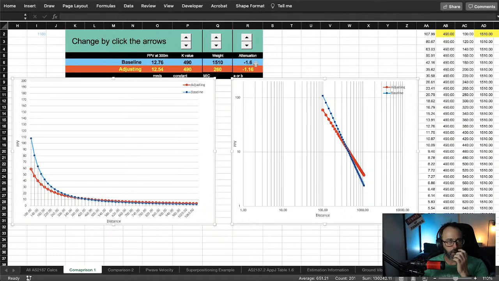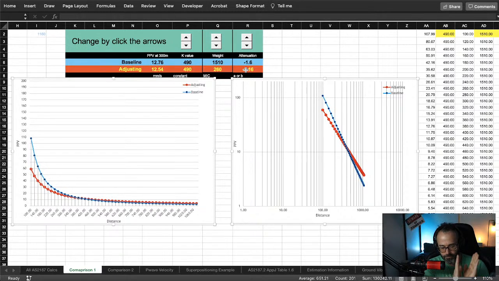attenuation. So here we have, let's say, two models. We have a baseline model. They both have the same K value, but one gets 12.4 at 300 meters and one gets 12.76 at 300 meters. So the values are fairly close. The K values are exactly the same, but the weights are massively different. And this is different because of the attenuation. So the signal is decaying faster on the red one.